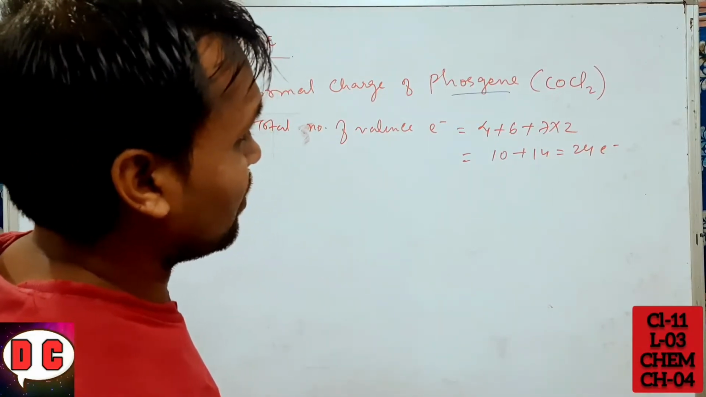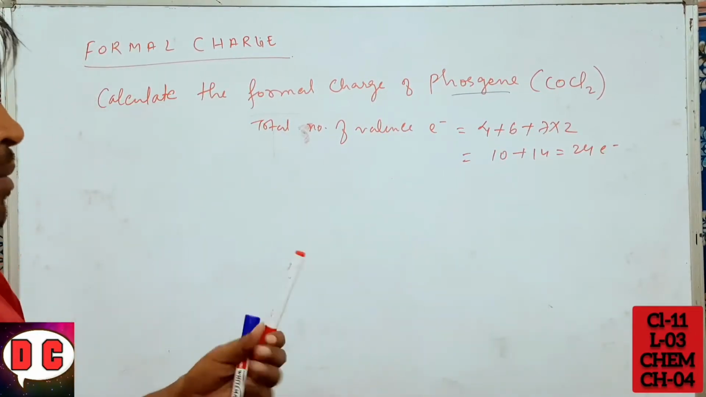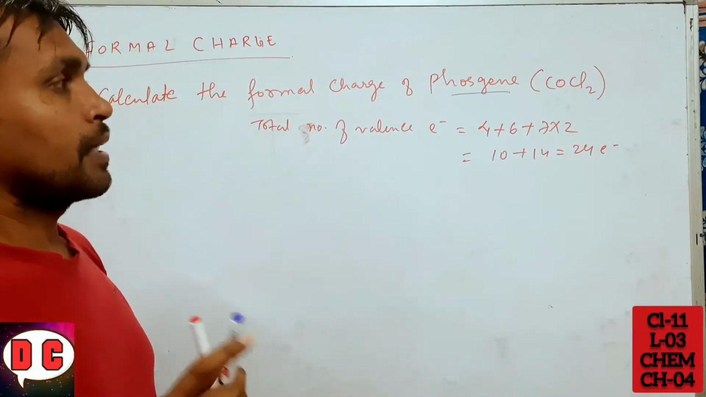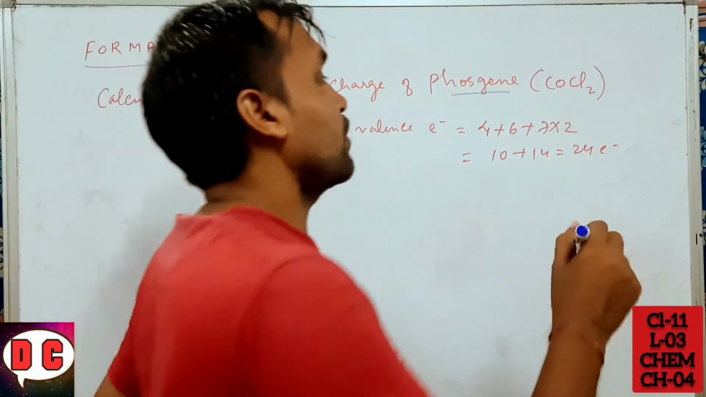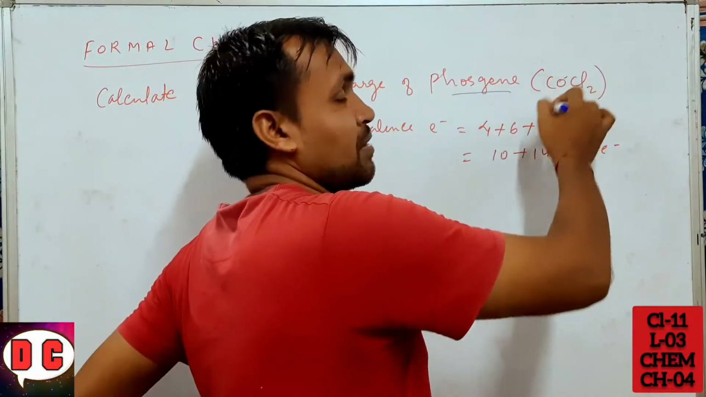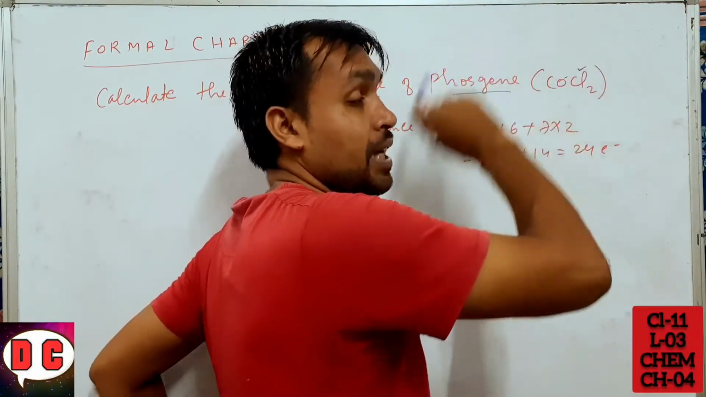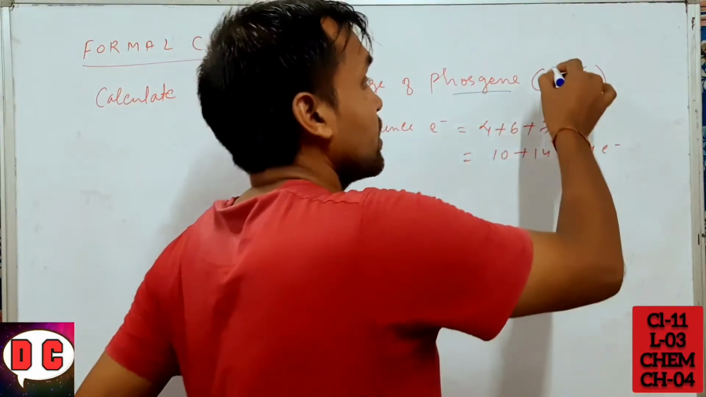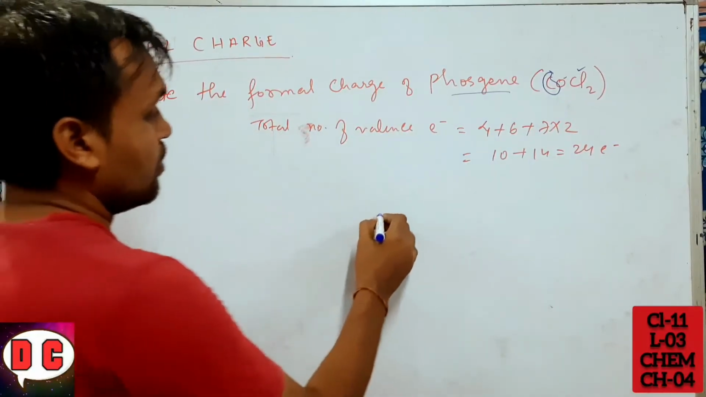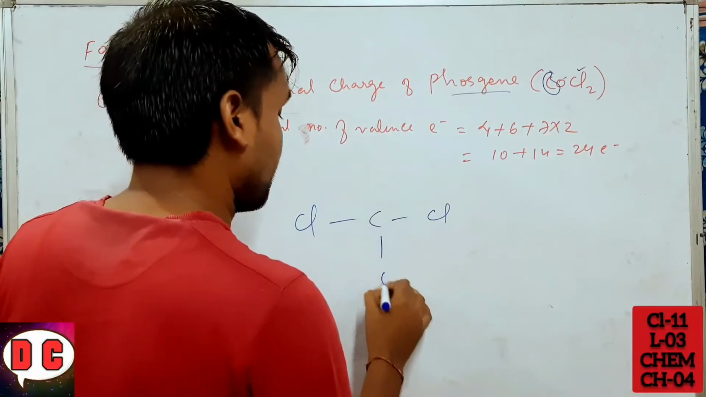Before drawing the Lewis dot structure, I told you in the trick that first of all you have to select the one which is least electronegative. Here, oxygen's electronegativity is higher than carbon, and chlorine's electronegativity is higher than oxygen as well as carbon. So the least electronegative is which one? Carbon. So carbon will be in the center, and chlorine and oxygen will be around it like this.